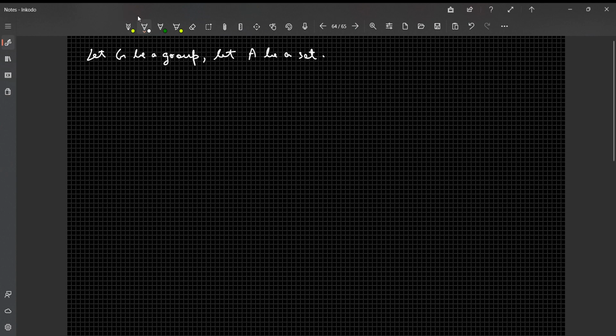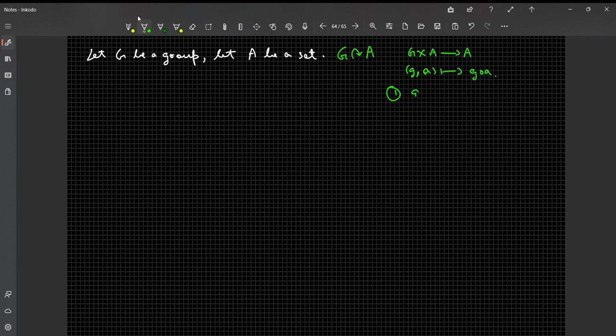Let me write this with some other color. I guess this will do. Let G be a group and let A be a set. We know what this means, right? G acting on A. This basically means that there is a mapping from G cross A to A, right? And suppose this mapping sends g and small a to ga, it needs to satisfy certain conditions.